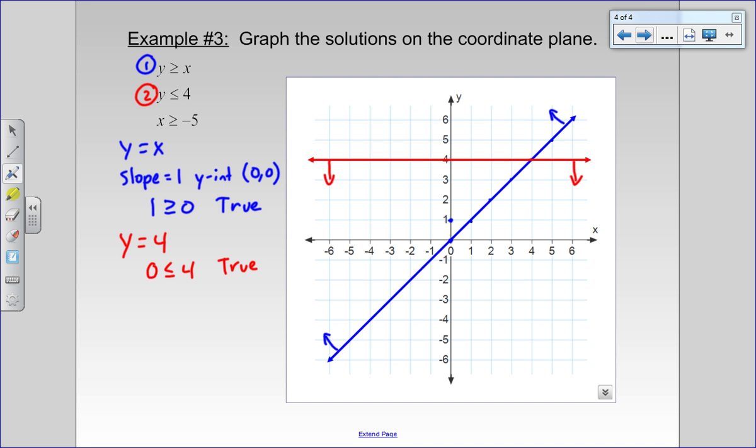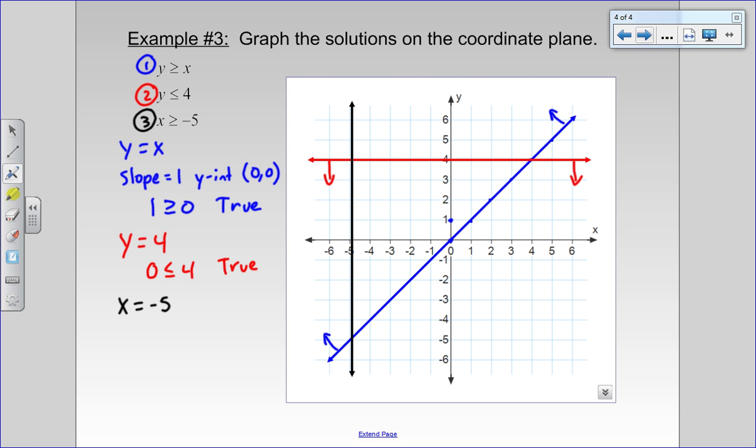Now let's move to our third inequality. X is greater than or equal to -5. And we'll graph in black. First, the boundary line x equals -5 would be a vertical line. And because of the greater than or equal to symbol, we need to use a solid line to indicate that points on that boundary line are solutions.